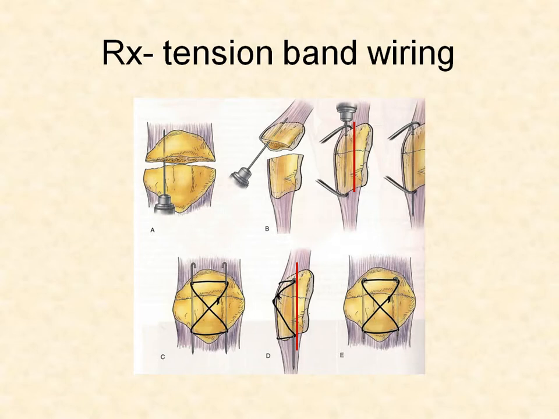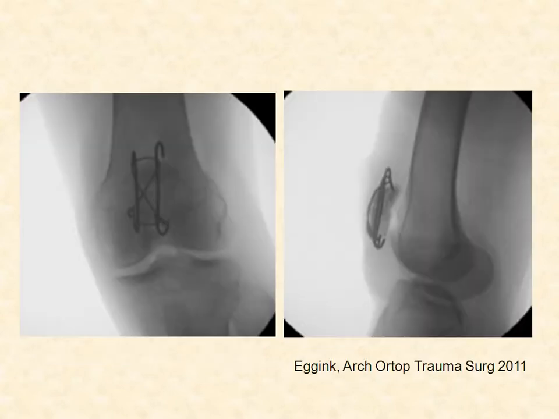Important, of course, to get good lateral quality views during the procedure, so you make sure that these wires are out with the joint itself. So here's an example of that.